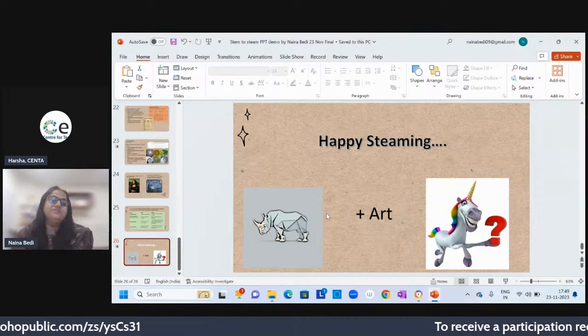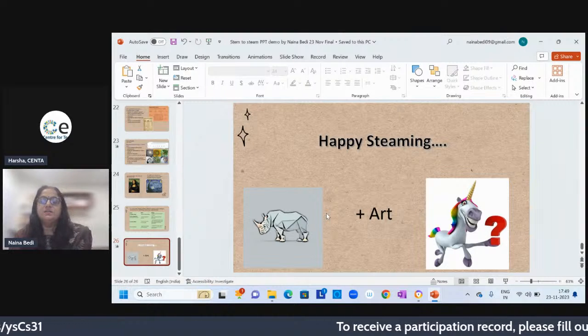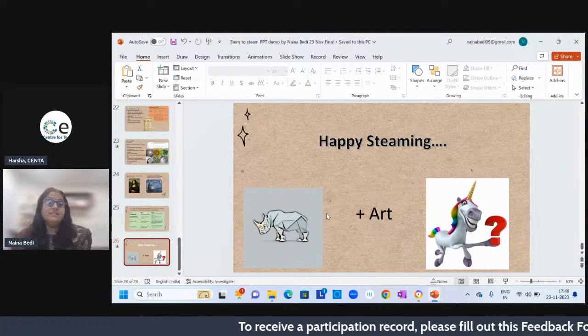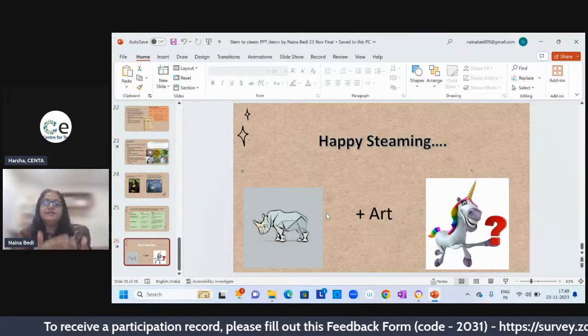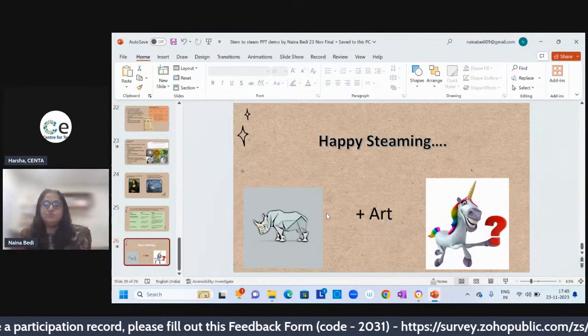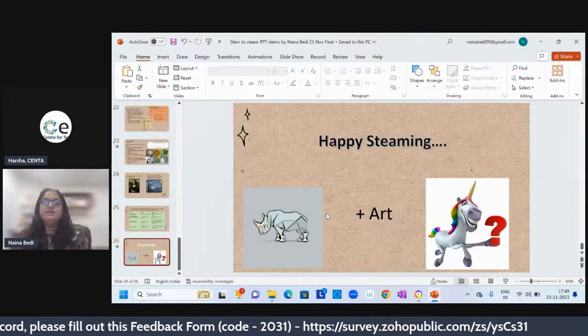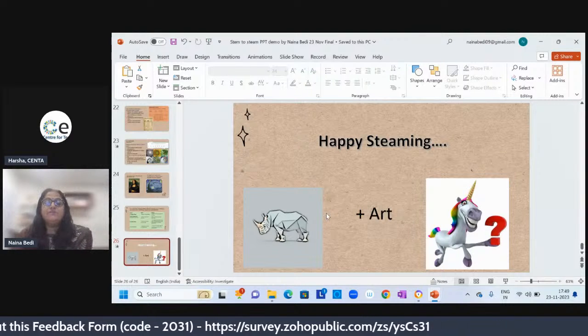Whether the child is interested in art, give them the artwork. There are some children who dance very nicely, so you can give them dance, like joining hands, dividing the people, breaking that human chain. So that is what we have to think.